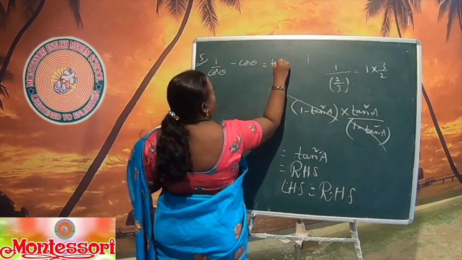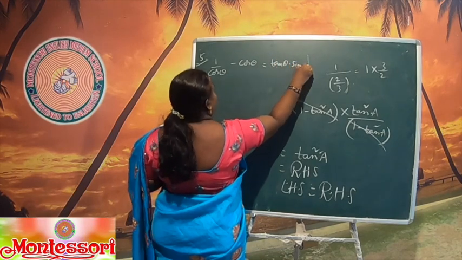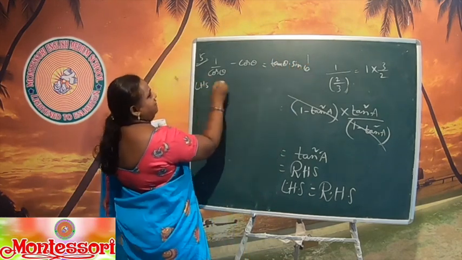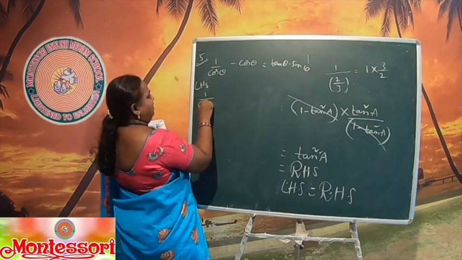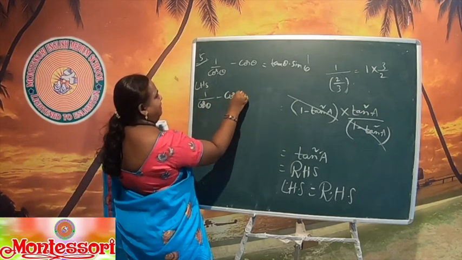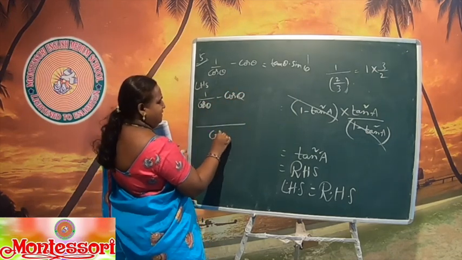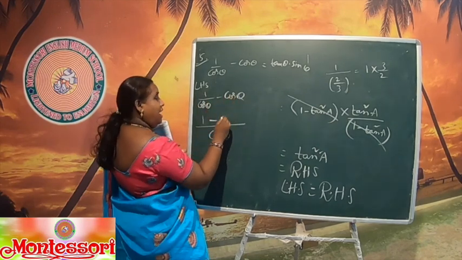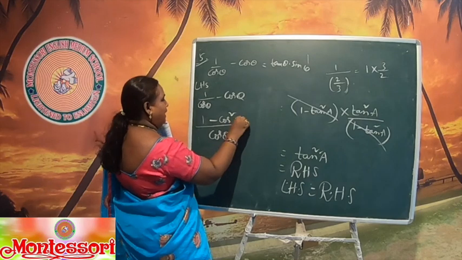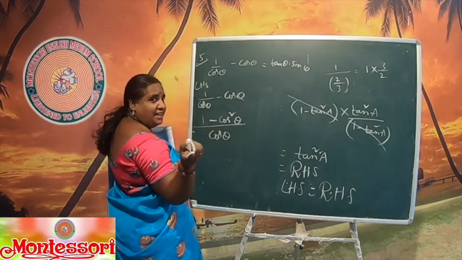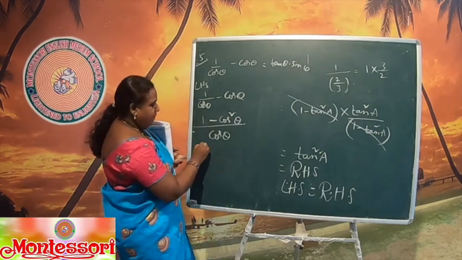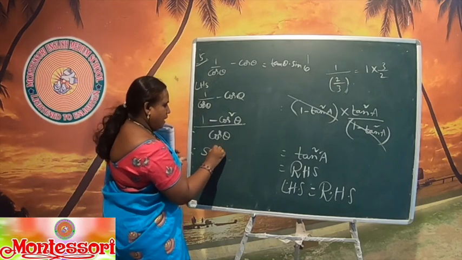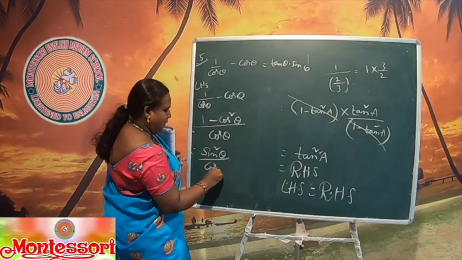Very easy this also, same, you follow LHS. Now what is the LHS? 1 by cos theta minus cos theta. The denominator LCM is cos theta. Numerator 1 minus cos into cos, cos square theta. You all know that 1 minus cos square theta, how much is it according to the identity? Sin square theta. Sin square theta by cos theta.